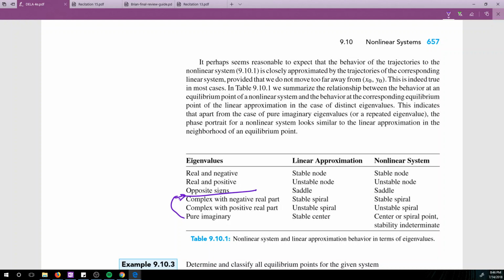So if you copy down that table and you're just adding on to it, be very careful on what you copy for the nonlinear systems and make sure that purely imaginary goes with this stability indeterminate guy. If you were like me, like a moron, for recitation, I actually accidentally copied that purely imaginary was a stable spiral because I thought that it was still the third to last entry. Anyways, you guys probably want to see how to actually do these kinds of problems. So again, keep in mind that this table 9.10.1 is what we're going to refer to all the time.